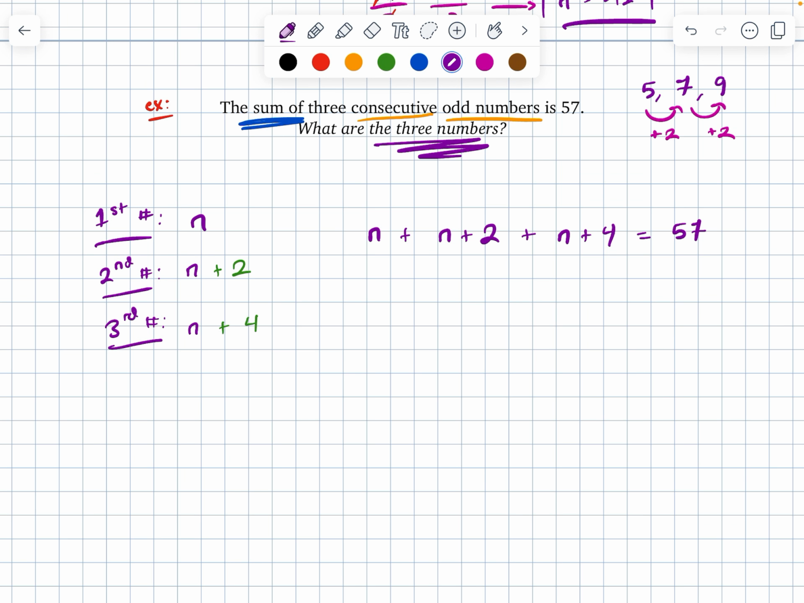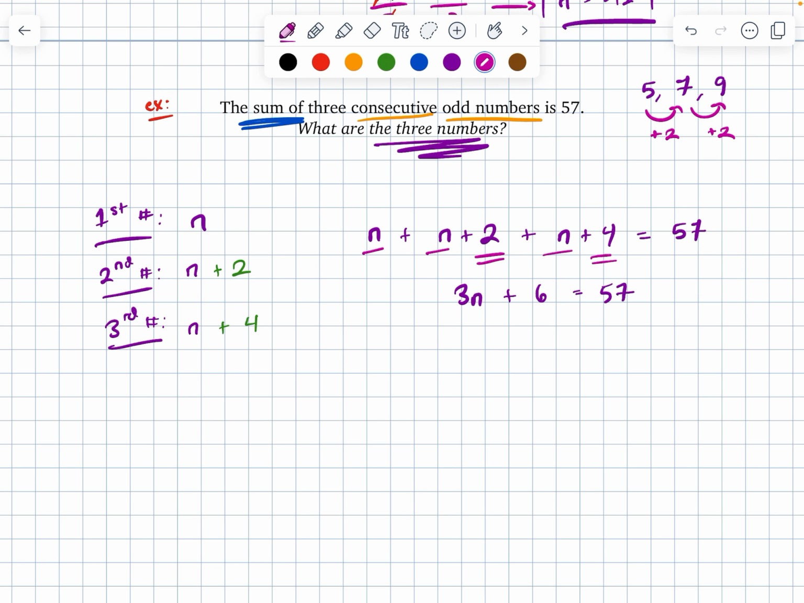I missed you. So n plus n plus 2 plus n plus 4 equals 57. Well, think strategically. Those n's are like terms. So how many n's do I have in total? I can put them together. I've got 3 n's plus, well, I have 2 plus 4. 2 plus 4 is, of course, 6. And then that's equal to my 57.